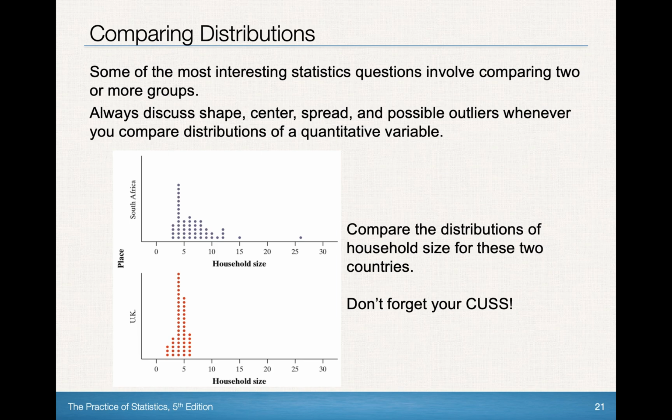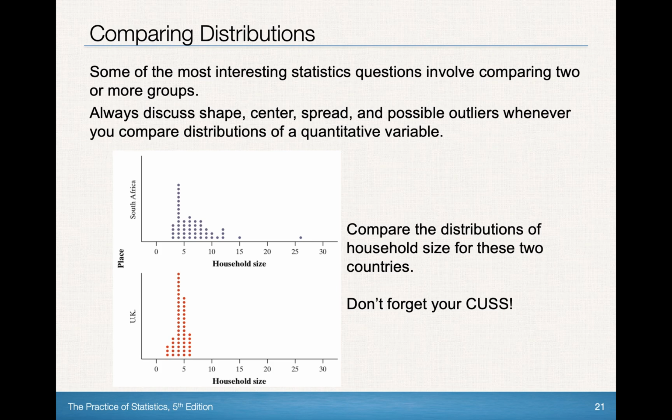When we're comparing distributions, we want to compare using our acronym CUSS or SOCS. So when we're comparing two distributions here, I'm looking at South Africa versus the UK and the number of people that are in a household. Okay, so looking at these two distributions, I can describe them and compare them. So let's first compare their centers.